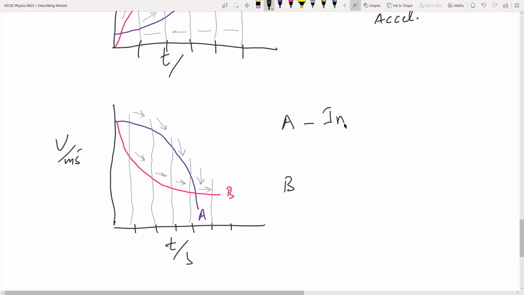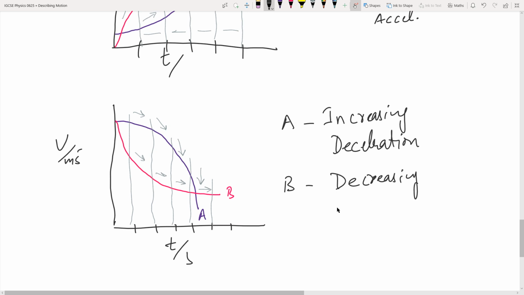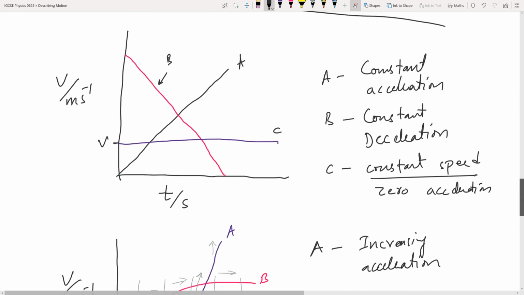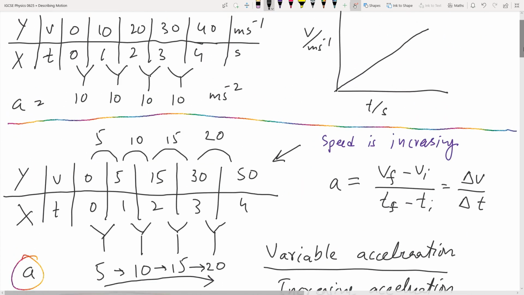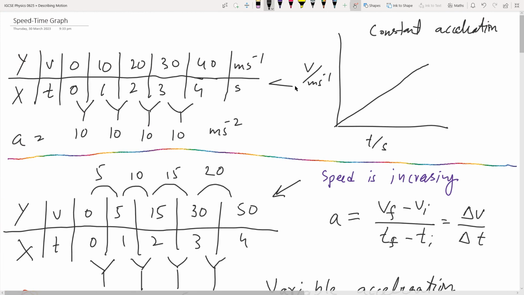So I will call this increasing deceleration, and point B decreasing deceleration, right? So this is the most important thing that you need to understand between different understandings of what acceleration is supposed to be, and how these different values for acceleration are going to affect things. I hope I made these things clear.